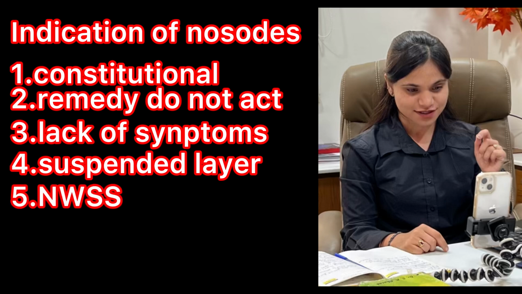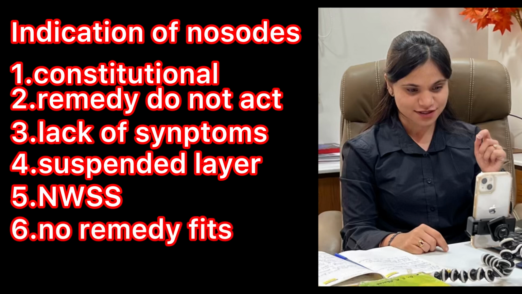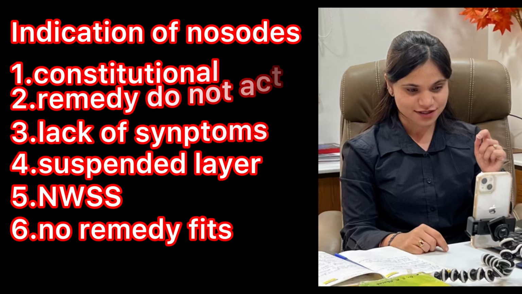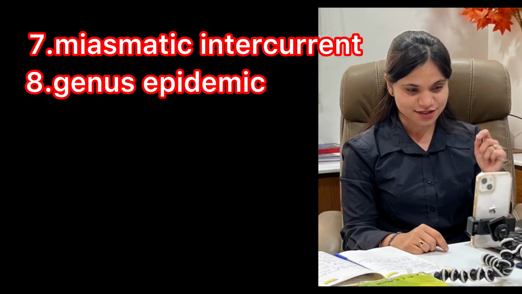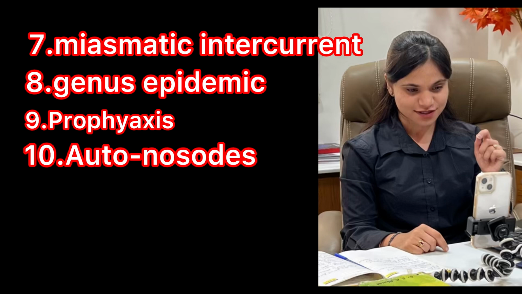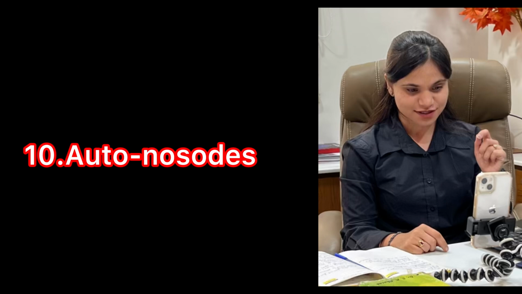Fifth is never well since syndrome. Sixth is partial picture of constitutional remedy manifest. Yes, no one remedy completely fits the case. Seventh is the miasmatic intercurrent. This is the most frequently used nosode type. Eighth is related to genus disease. Ninth is homeopathic prophylaxis. 10th is autonosodes.